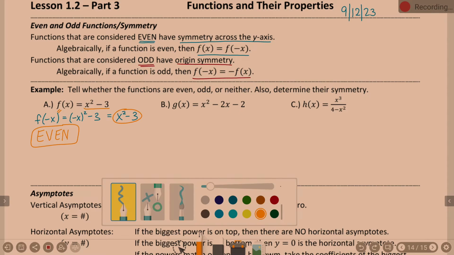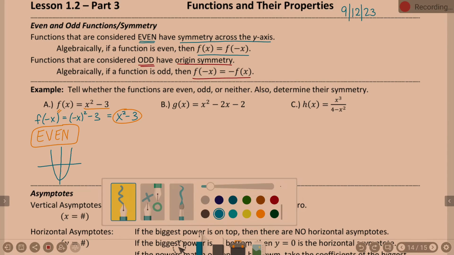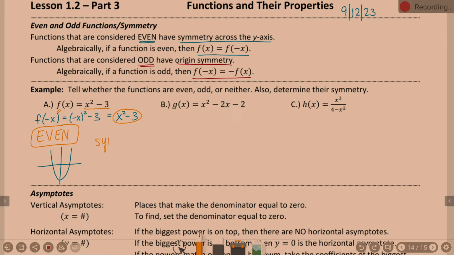I would argue that you would have to graph this if you think smartly here. Not all of you will agree with me. What do you guys know about x squared minus 3? Parabola moved down 3. If it moved left or right, it would be different, but it's a parabola moved down 3. Does that make sense if we say that it's symmetric across the y-axis? Yeah, it's centered on the y-axis. So we can also say symmetric across the y-axis.